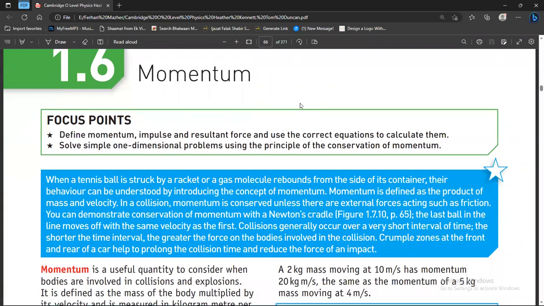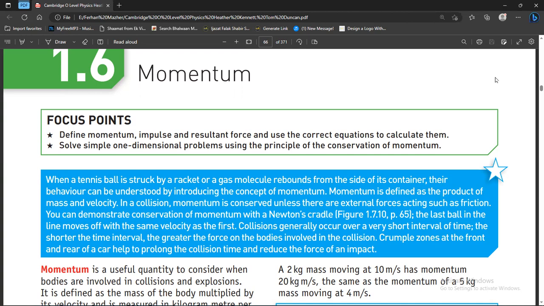When a tennis ball is struck by a racket or a gas molecule rebounds from the side of its container, their behavior can be understood by introducing the concept of momentum. Momentum is defined as the product of mass and velocity. In a collision, momentum is conserved unless there are external forces acting, such as friction. You can demonstrate conservation of momentum with a Newton's cradle. The last ball in the line moves off with the same velocity as the first.